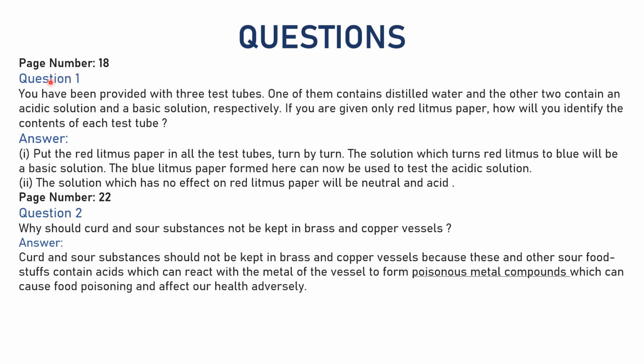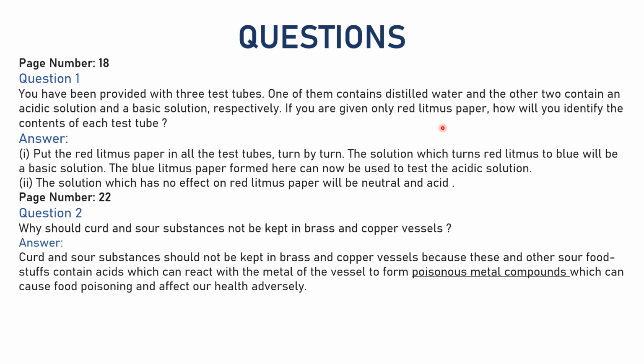So question number 1, this is taken from page number 18. You have been provided with 3 test tubes. One of them contains distilled water, the other contains an acid solution and the third a basic solution, respectively. If you are given only red litmus paper, how will you identify the content of each test tube, right? So you can see we have already done this, right?